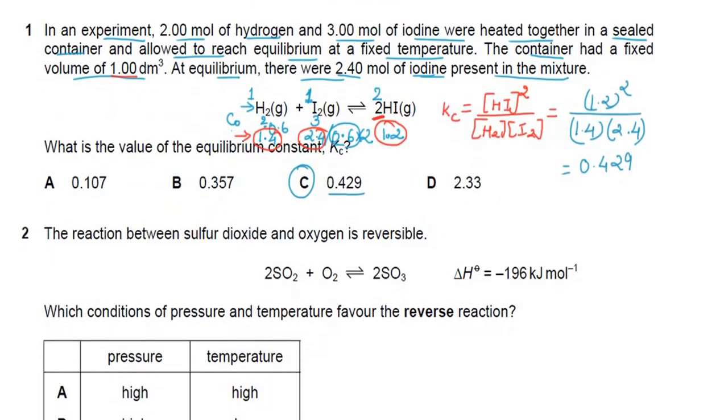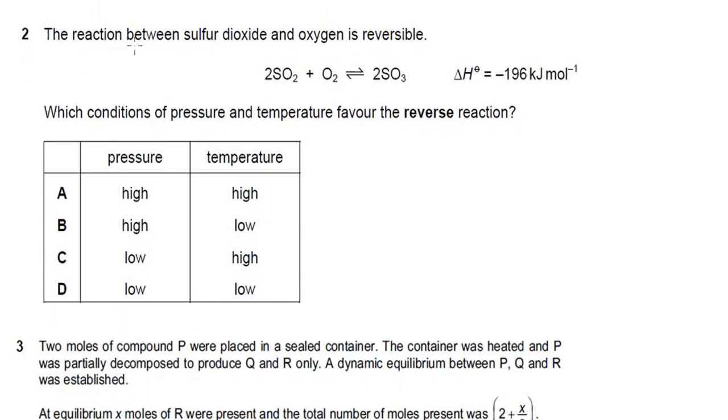Let's go ahead with the next MCQ, question 2. The reaction between sulfur dioxide and oxygen is a reversible reaction and the enthalpy value is given here. The question says, which conditions of pressure and temperature favor the reverse reaction? That is, the formation of sulfur dioxide and oxygen should be favored, and we need the conditions required for pressure and temperature. So let's have a look at the equation first. It says that delta H value is negative. That is, the forward reaction is exothermic because delta H has got a negative value.